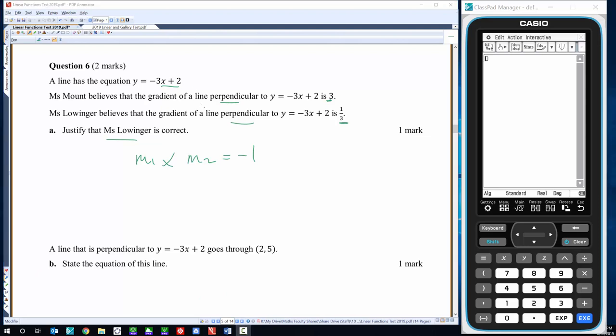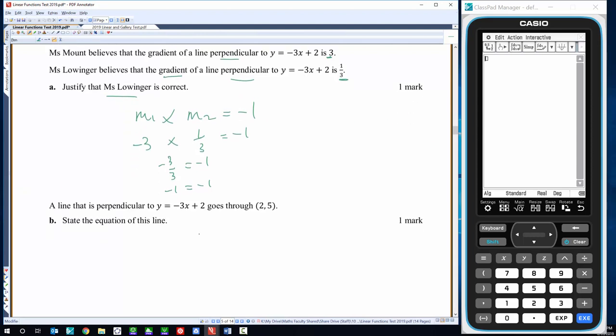All right, so let's put in Ms. Lowinger's two gradients then. So the original gradient m1 was -3. She's proposing that the gradient of a line running perpendicular is 1/3. So -3 times 1/3 equals -1. Let's just test whether this is the case. That's -3 over 3 equals -1. -1 equals -1. Therefore, she is correct. And that's all you needed to do. A lot of you wrote a long sentence there, but justifying means that mathematics is just fine to justify that.